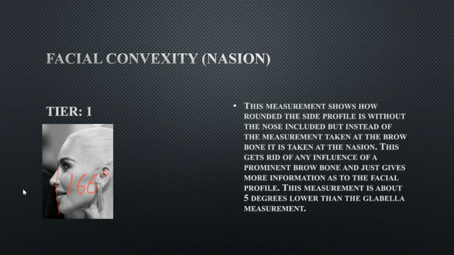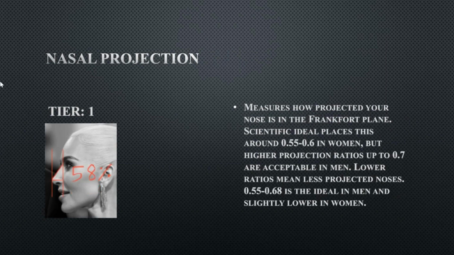Females tend to have more chin protrusion than men on average. Her facial convexity from the nasion is 166 degrees, and instead of getting it from the glabella, this one is getting it from the nasion, and is going to be shifted down 5 degrees less than from the glabella. And hers is at 166 degrees, and that is a tier 1.